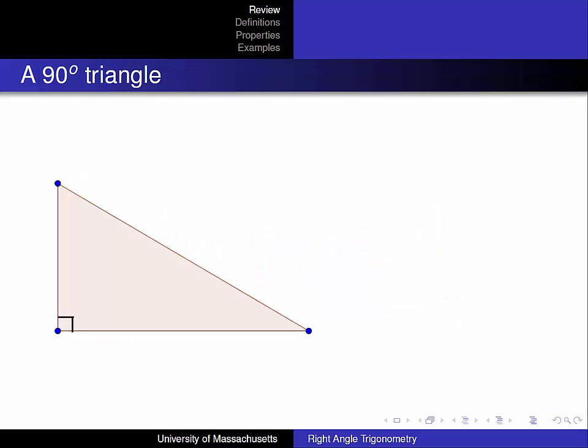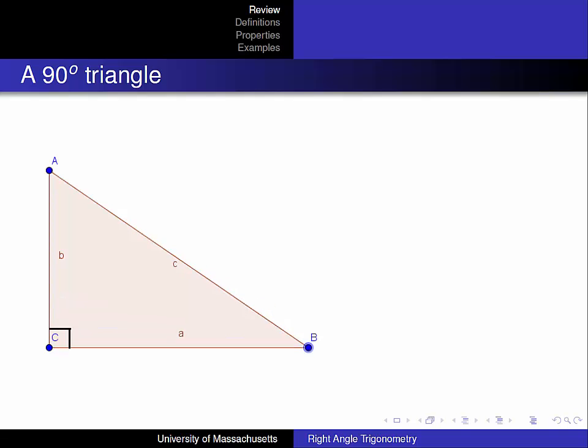Now, here we have a 90-degree triangle, or a right-angle triangle, and by this I just mean it's a triangle where one of the angles is 90 degrees. Here I'm going to label each of the angles with an uppercase letter, so A, B, and C, and then each of the sides I will label with a lowercase letter, such that the side opposite an angle has the same letter. So you see we have angle A is opposite side little a.